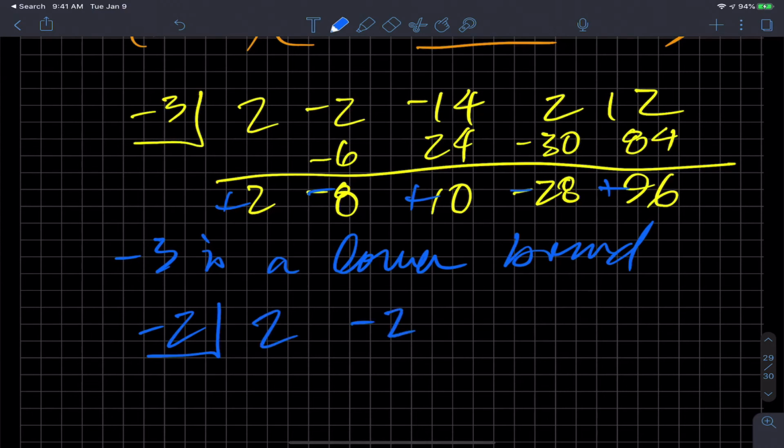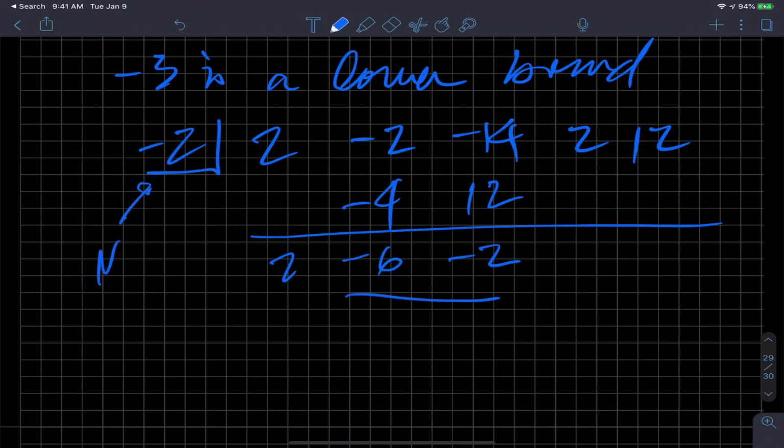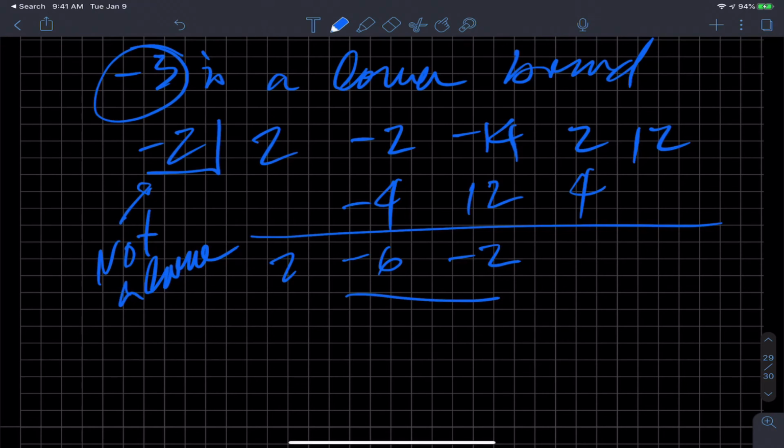So again, we're dividing into 2, negative 14, 2, and 12. And so we get 2, so that's negative 4, negative 6, excuse me, and that's going to be 12. That's negative 2. So it's already not working, right? So negative 2 is not a lower bound. So we found our two bounds. Negative 3 is the greatest lower bound, and 4 was our least upper bound. If we finish this off, we're going to get 6. 2 times negative 6 is negative 12. We actually find that negative 2 is a 0.